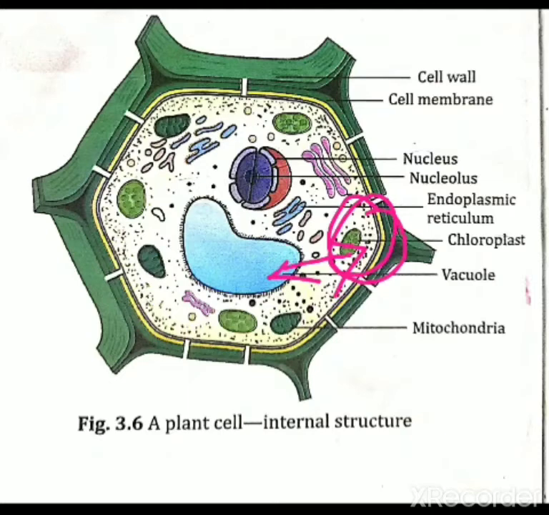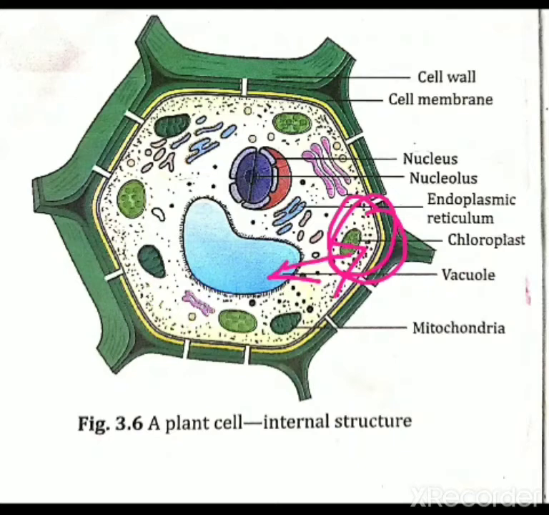Chloroplasts trap the energy of the sun to perform the process of photosynthesis. The process of making food, when plants make their own food, is called photosynthesis. So the chloroplast absorbs the energy from the sun to perform the photosynthesis process. And vacuoles are non-living fluid present in the cytoplasm of the cell.